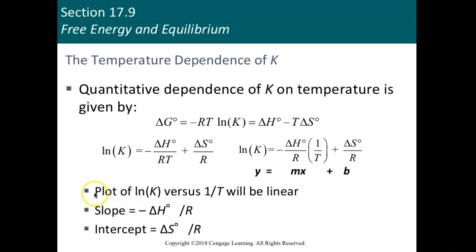The thing I want you to know is that if you plot the natural log of the equilibrium constant versus 1 over temperature, it will be linear, and you can use that to get delta H, and then to also get delta S if you know one or the other of those. All right, so really you don't need to worry about this equation at all. In some years, I even skip this slide. Don't worry about it at all. You won't be tested on this at all.